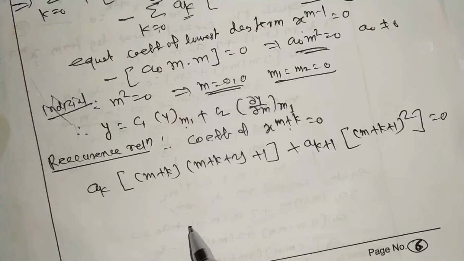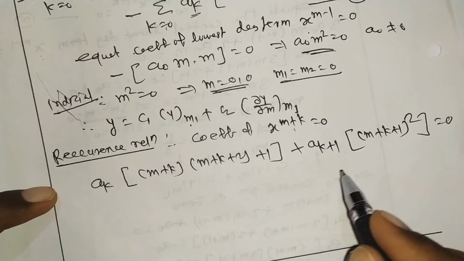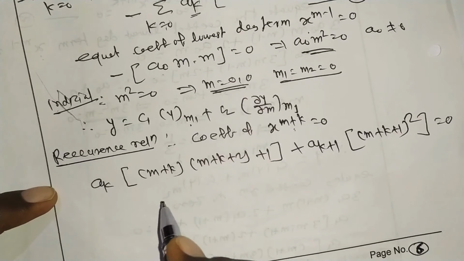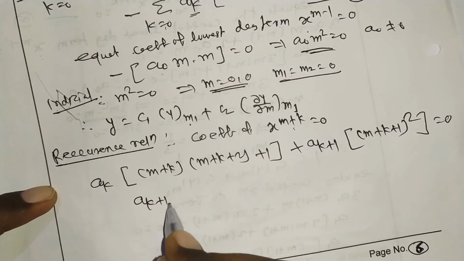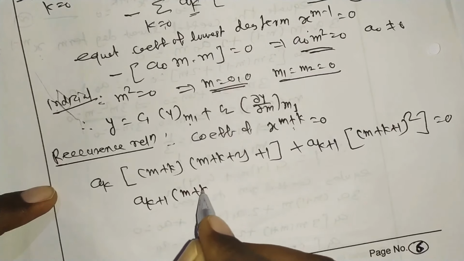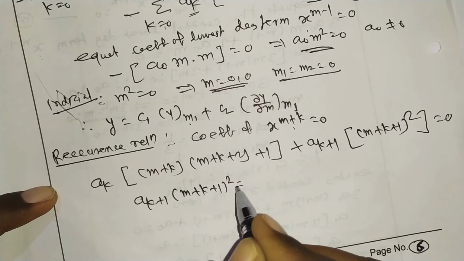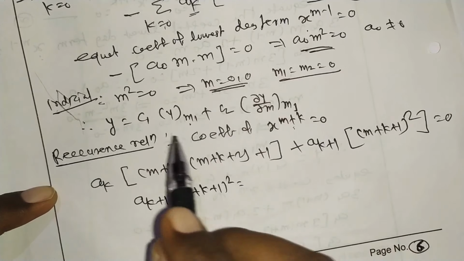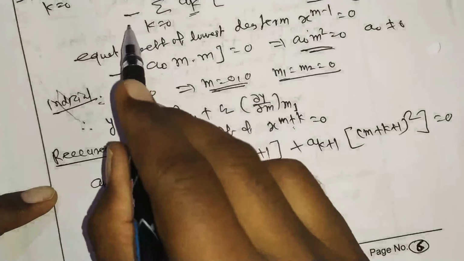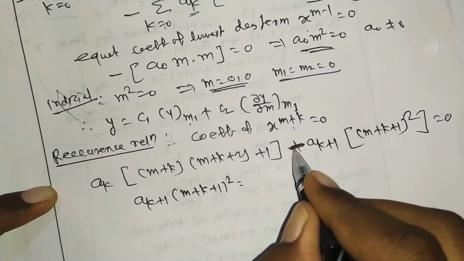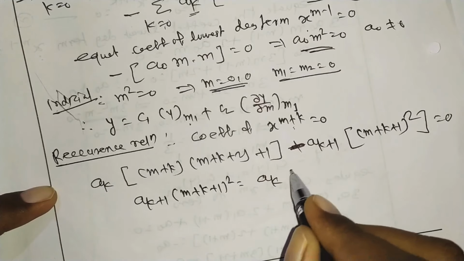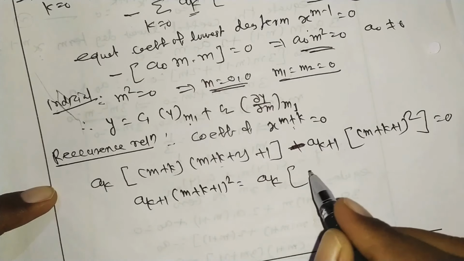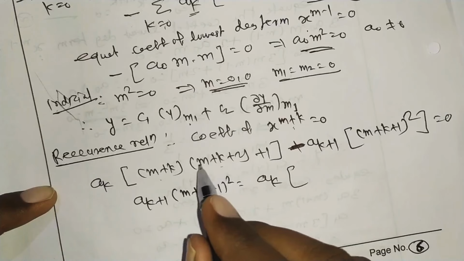Okay, now we already equate this with 0. Now we have to find the recurrence relation. So from this we can write a k plus 1 into m plus k plus 1 bracket square equal to, here minus sign, equal to ak into m plus k into this. How do we write m plus k into m plus k?